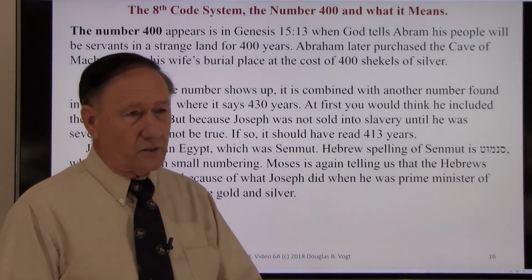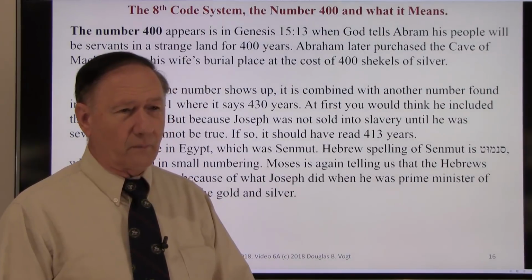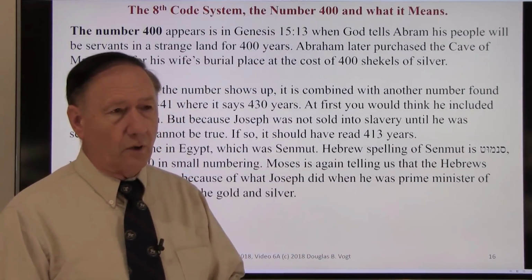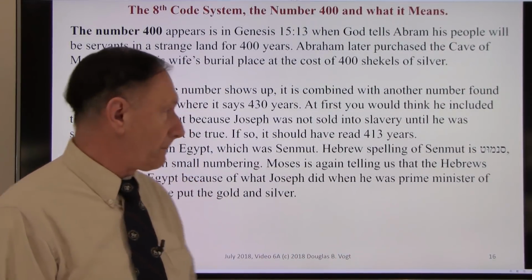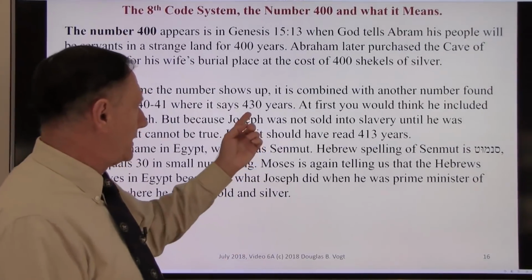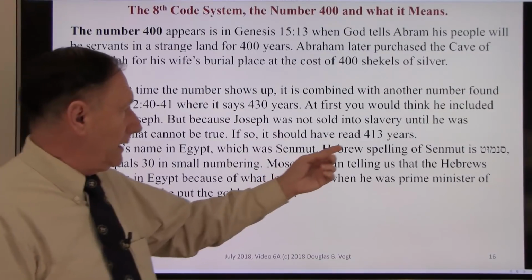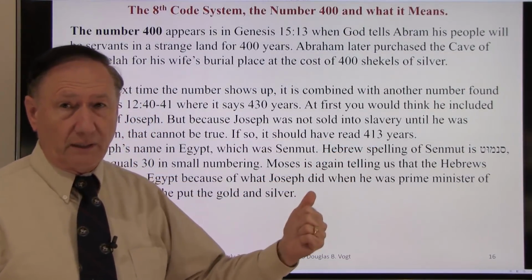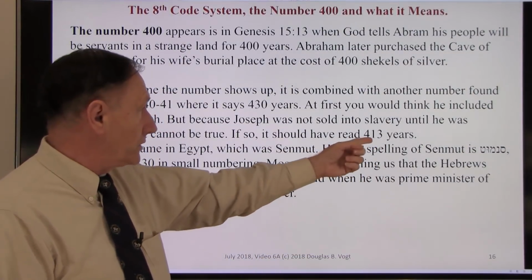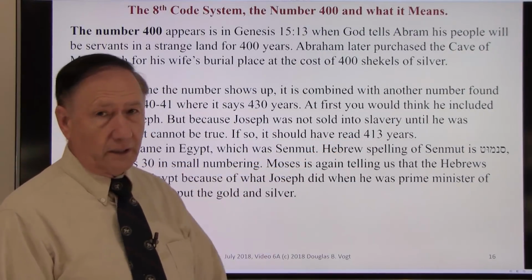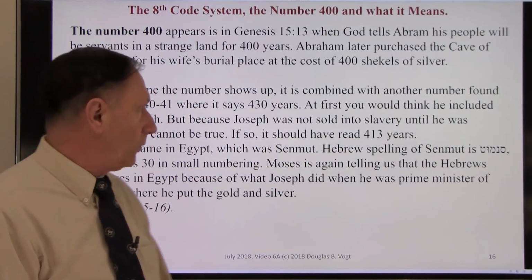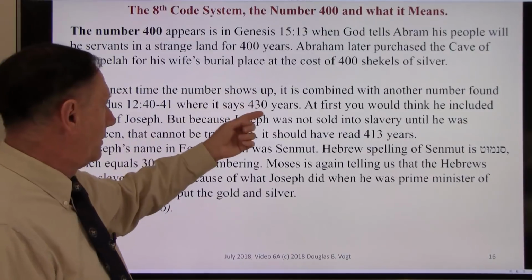Now, it says in the surface story, Joseph was 30 years old when he became prime minister. So, maybe that's why they put the 30 in there? No, that would still be wrong. He wasn't sold into slavery until he was 17 years old. 17 from 30 gives you 13. It should be then 413 years. Why the difference? Why 400 and why 430?